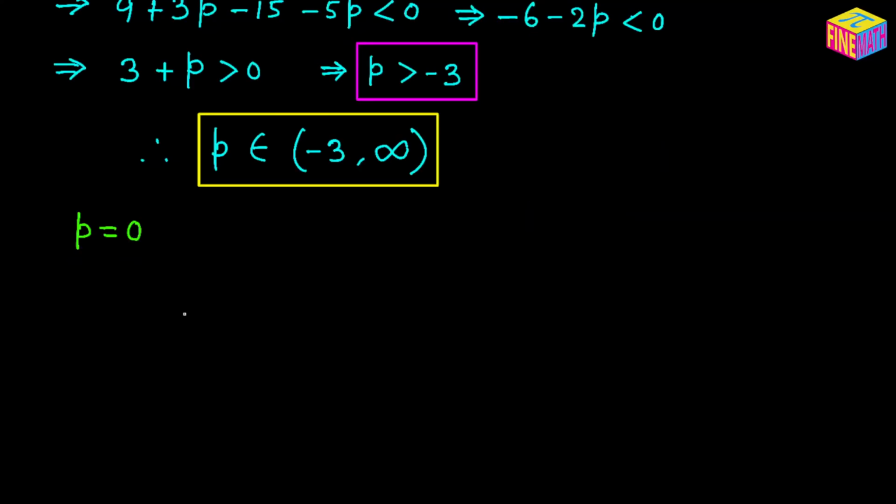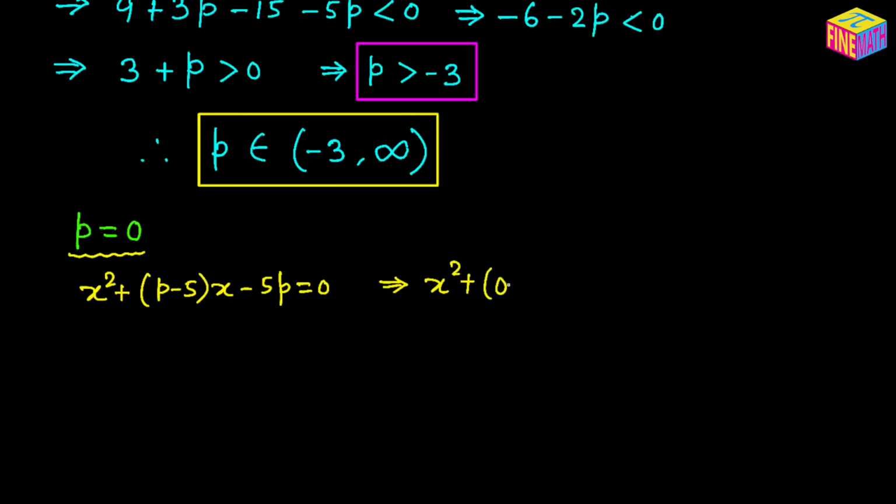And when p equals 0, what would be our quadratic equation? Well, our quadratic equation was originally like this. It is x squared plus p minus 5 times x and minus 5 times p is equal to 0. Now if we use 0 for the value of p, then from here we can say, well, let's use 0 wherever we see p, we are going to put 0 there. So this will be x squared plus 0 minus 5 times x minus 5 times 0, that is equal to 0.